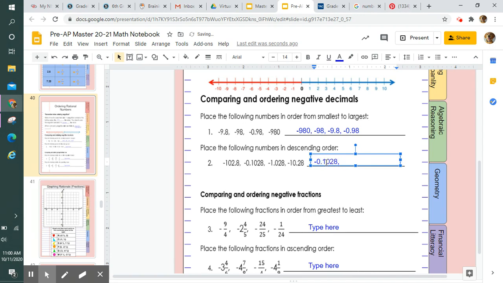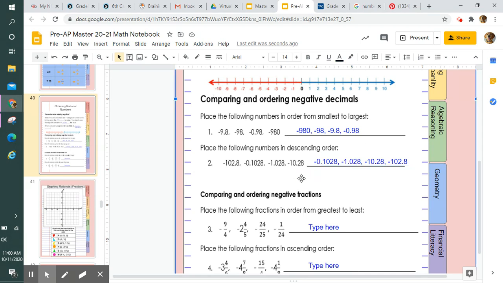So that means my first number is going to be negative 0.1028. The next one as we work our way left would be negative 1.028. Then as we keep going, negative 10 is going to come next, so negative 10 and 28 hundredths. And then last is going to be negative 102 and 8 tenths. All I did was start closest to 0 on my number line, and then I worked my way out and saw what I was going to run into next.